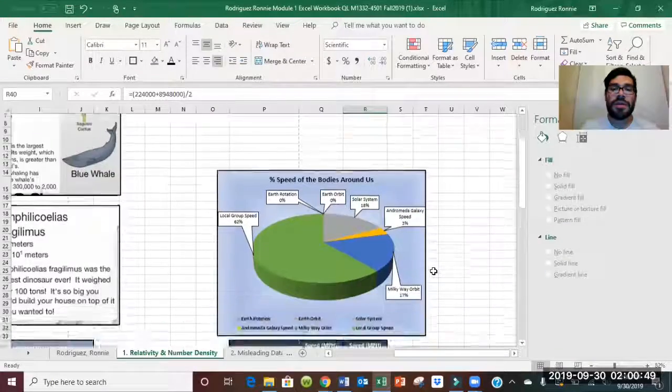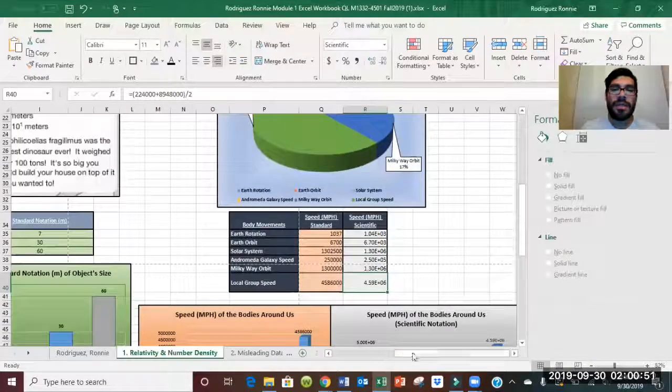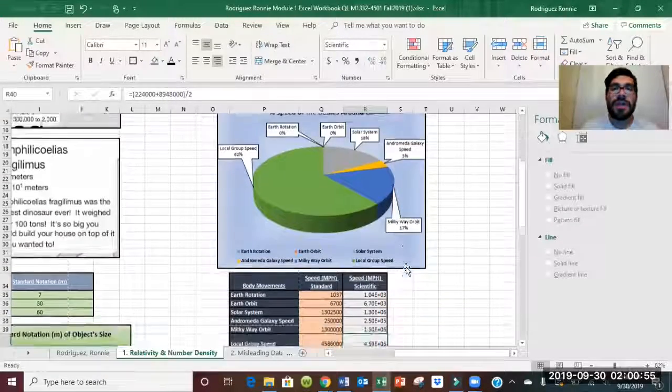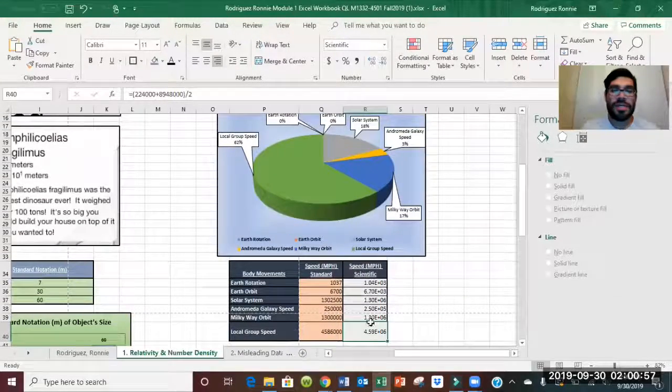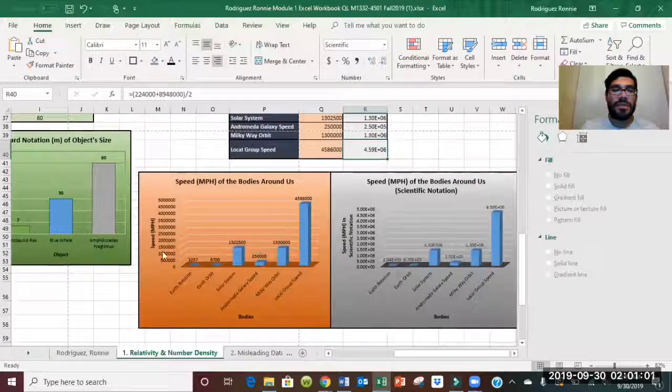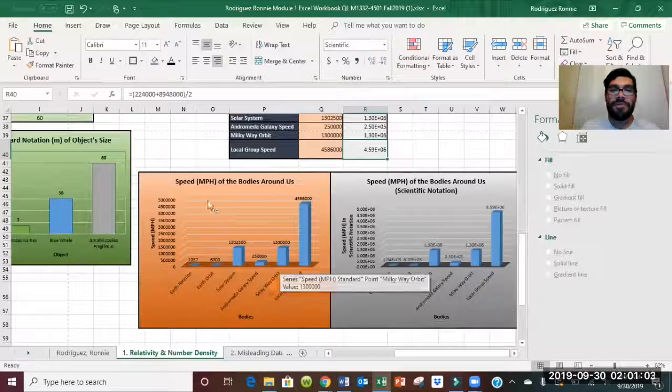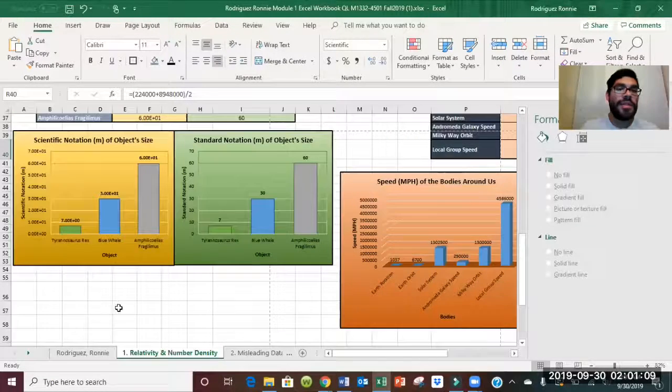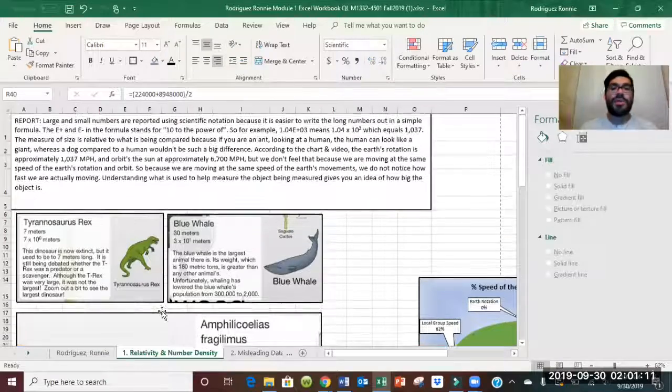Another thing that we looked at was the speed of the body movements around us. So we put together a pie chart to showcase the data that we have here, as well as a bar graph and one for scientific notation as well. And the E in the scientific notation is just a way to shorten extremely long numbers.